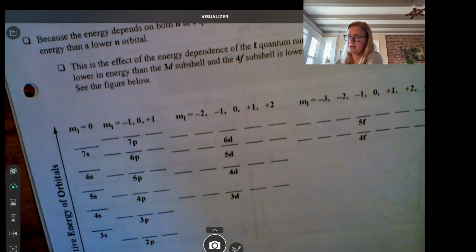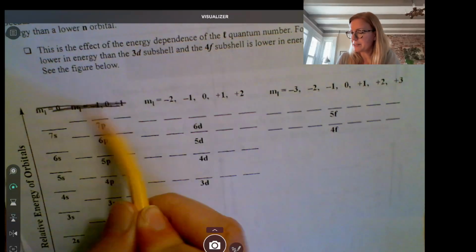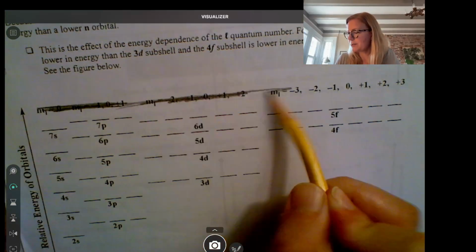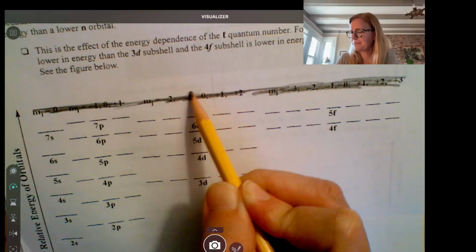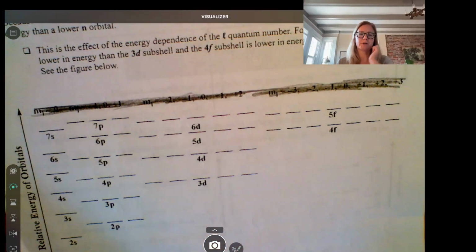So I want you to skip down to the bottom here. I just want you to cross this stuff out. This M is the third quantum number. You don't need to know M for AP chemistry, so just cross all that out, okay?